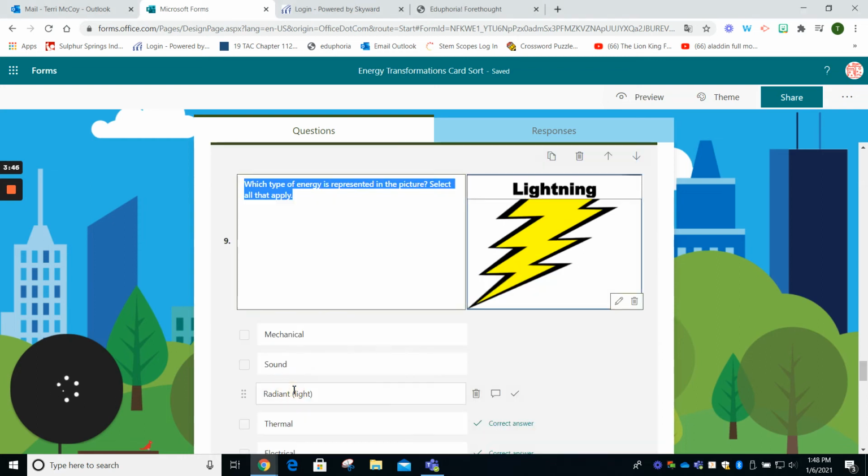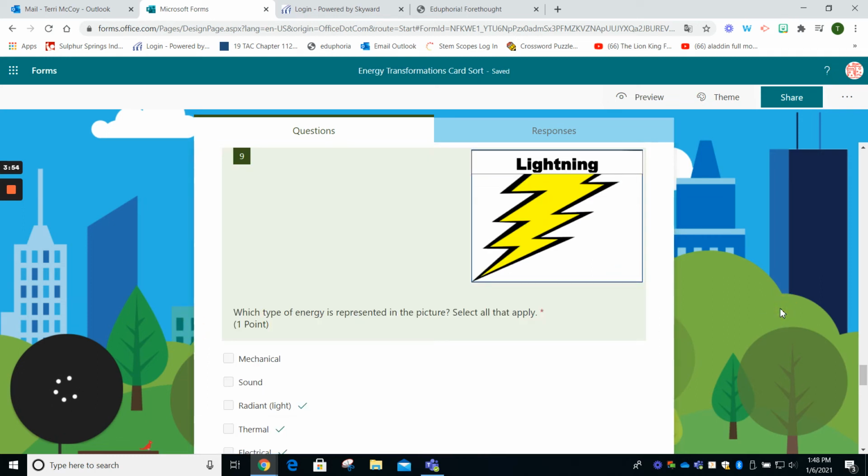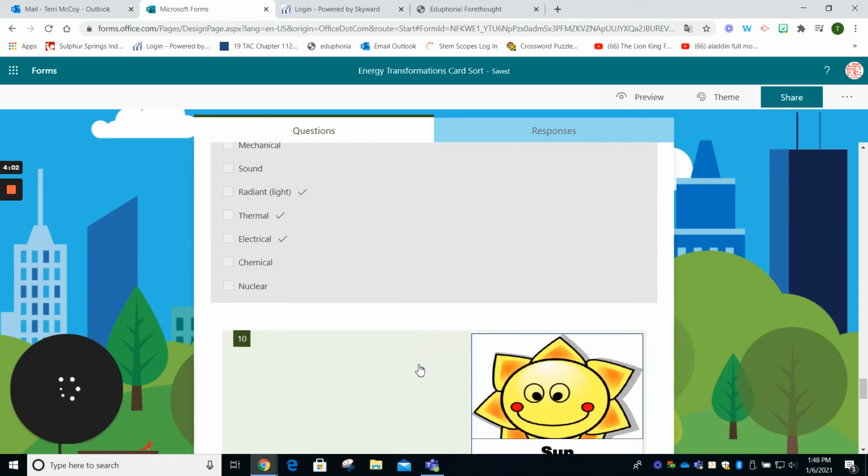You know, I might just fix that right now. So I'm going to put light right here too, or radiant energy, because lightning, if you've ever seen it, I'm sure you have, it's a big old bright light flash in the sky. So lightning could go under 3 different things: radiant, thermal, and electrical.